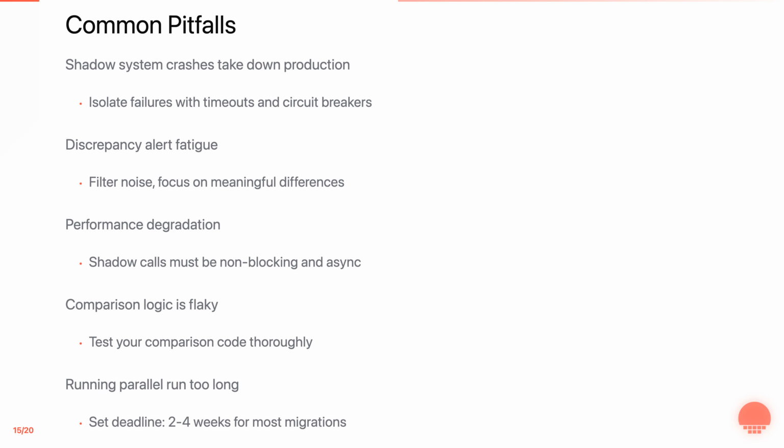Let's talk about what goes wrong. Biggest mistake? Your shadow system crashes and somehow takes production with it. Bulkhead everything with circuit breakers. Second, you'll drown in discrepancy alerts. 90% will be timestamp differences or floating point rounding. Build smart filters from day one and watch for performance creep. If your shadow calls aren't truly async, you'll add latency to every request. Oh, and test your comparison logic as rigorously as the actual code. Finally, don't let this become a permanent fixture. 4 weeks maximum, or you're just procrastinating the real cutover.